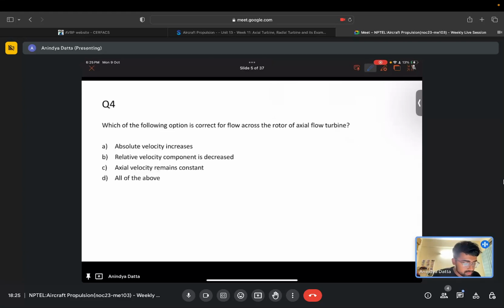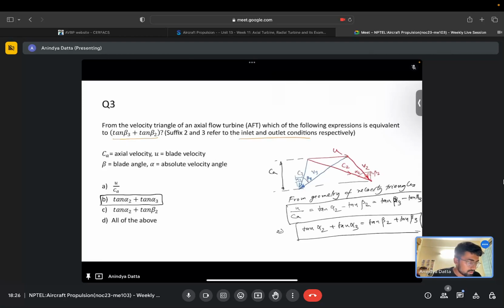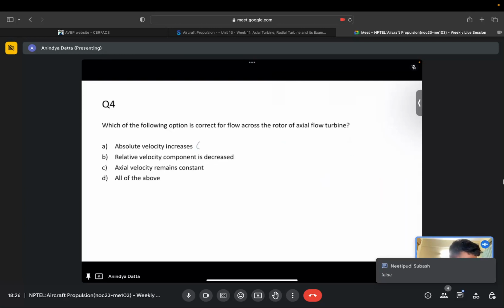Next thing, question 4: which of the following options is correct for the rotor of an axial flow turbine? Let's look at each of these options. Option A says absolute velocity increases. Is this true or false? We'll bring up the velocity triangle. What happens to absolute velocity? It's false.